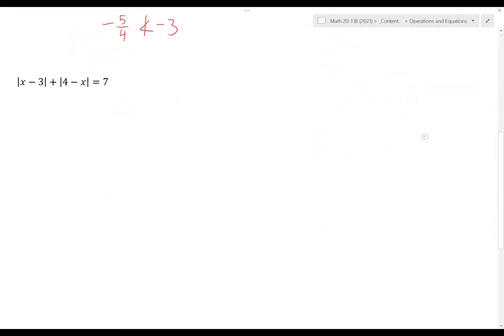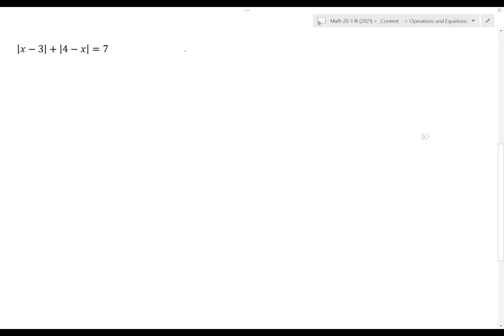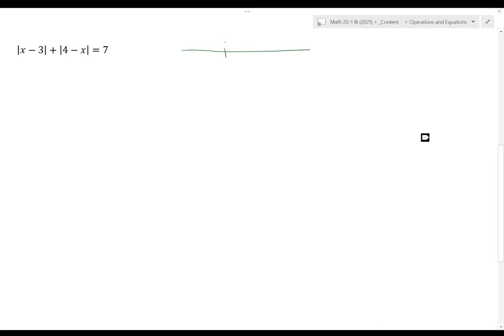So let's consider what happens if I have two absolute value expressions, because now I actually have two critical values. I have a critical value of 3, and I have a critical value of 4. So if I look at a number line, this actually divides my domain into 3 regions.